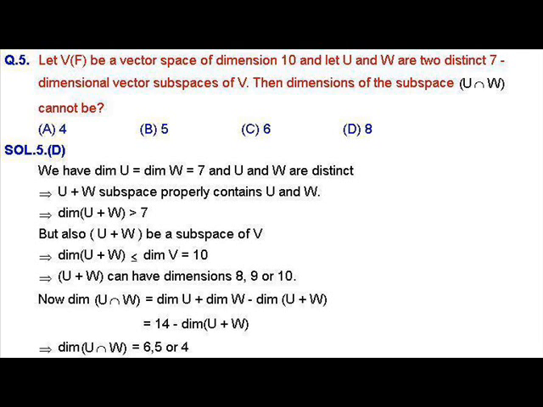Solution of question number 5. Here we have V be a vector space over the field F having dimension 10, and U and W are its two distinct subspaces with dimension 7. That is, U and W have no common element except 0.